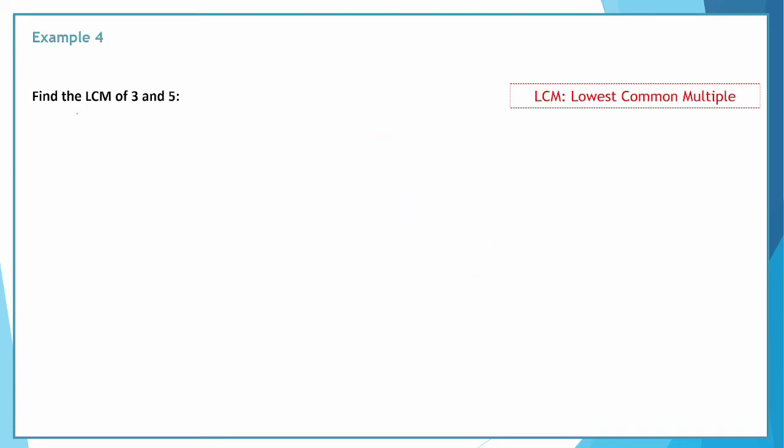So here we have example 4. Find the LCM of 3 and 5. Well, what does LCM mean? So LCM means lowest common multiple. So right back in example 1, when we were finding the multiples of 6, we're going to use that same technique to find the answer here. So lowest common multiple means the lowest number that's common between the two, that's a multiple of the two as well.